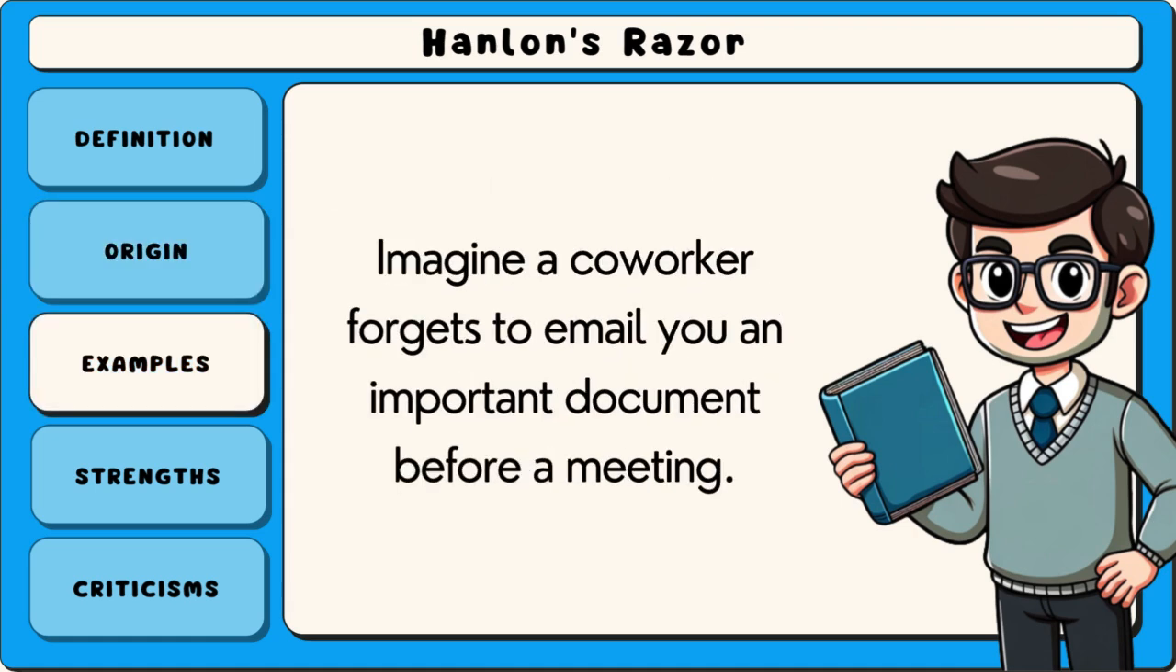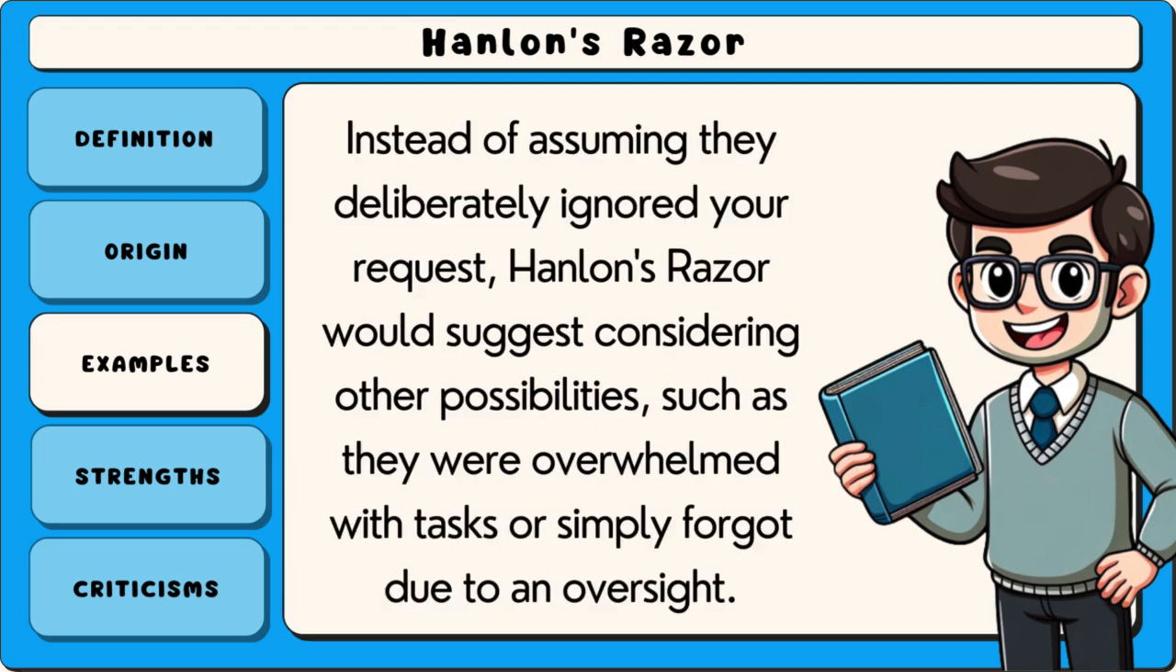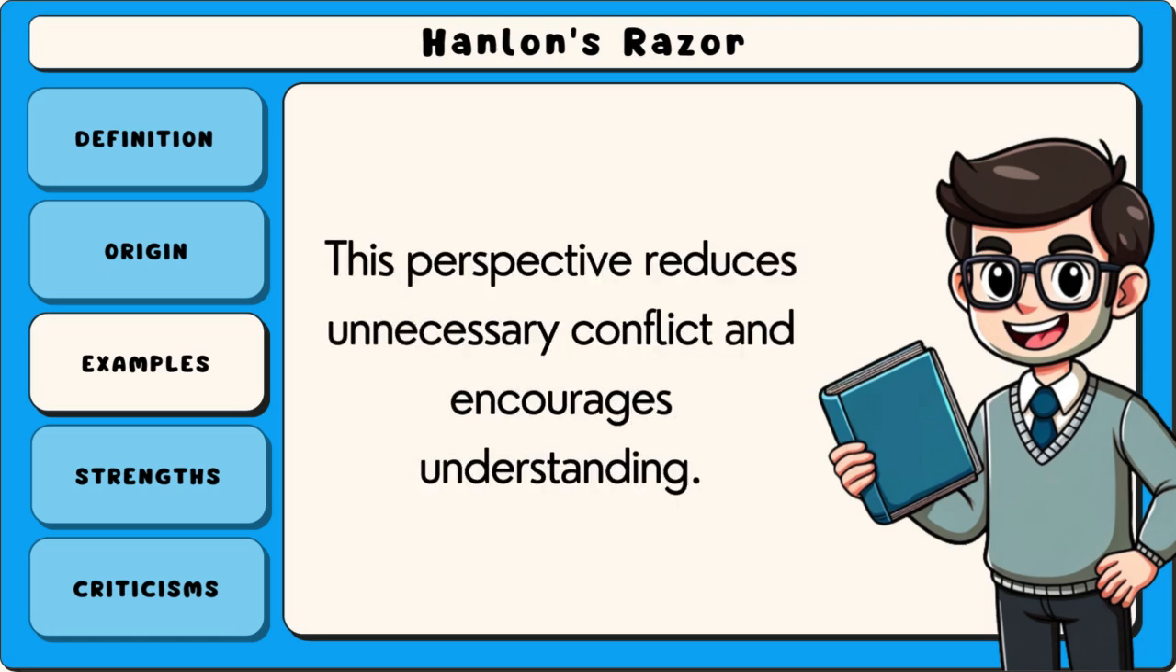Imagine a coworker forgets to email you an important document before a meeting. Instead of assuming they deliberately ignored your request, Hanlon's razor would suggest considering other possibilities, such as they were overwhelmed with tasks or simply forgot due to an oversight. This perspective reduces unnecessary conflict and encourages understanding.